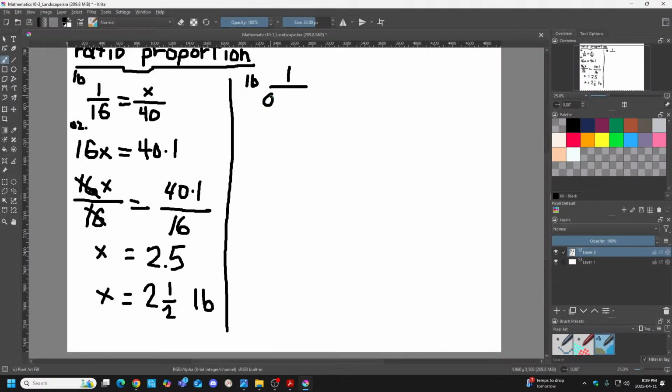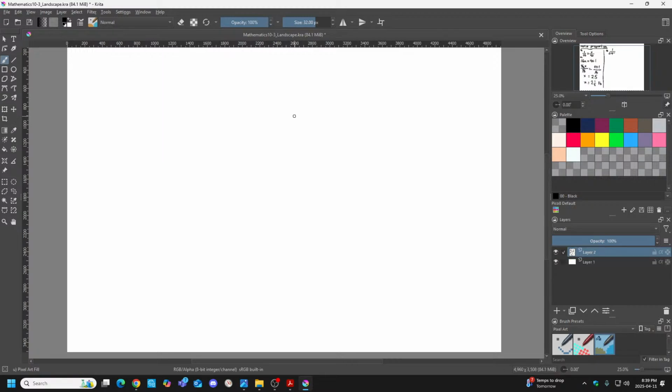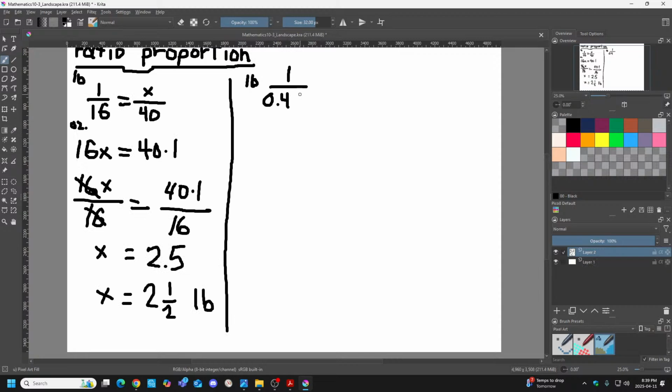So, and then this is going to be 0.4. Whoa, my goodness. Whoa, what the? I don't know what I do there sometimes. But at least I can fix it quickly.